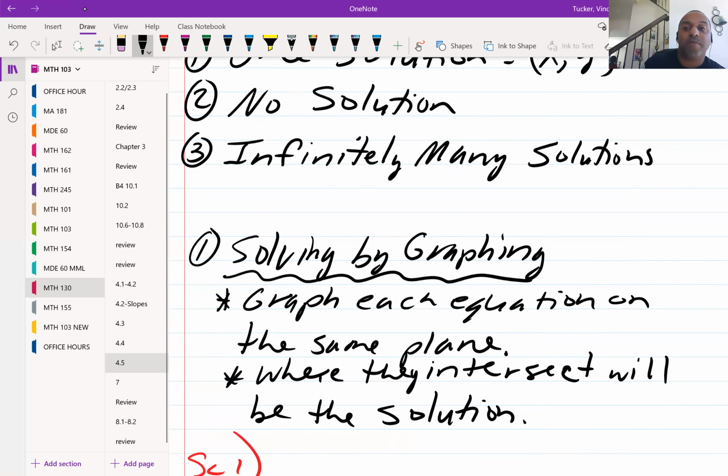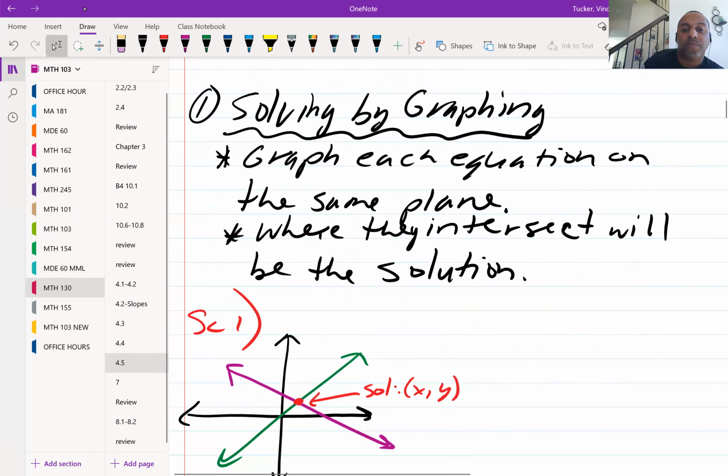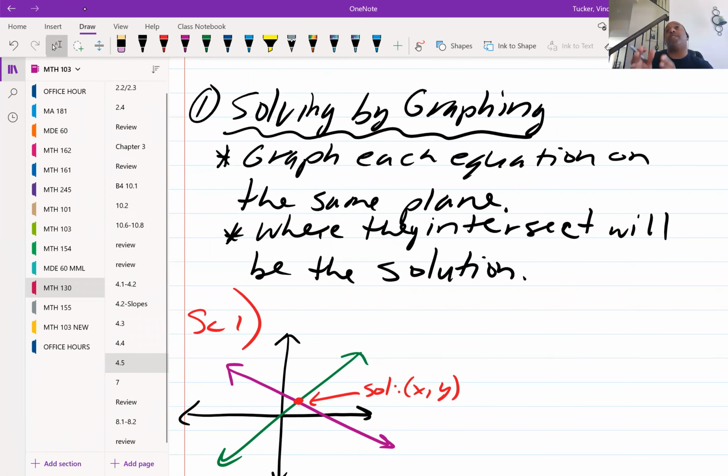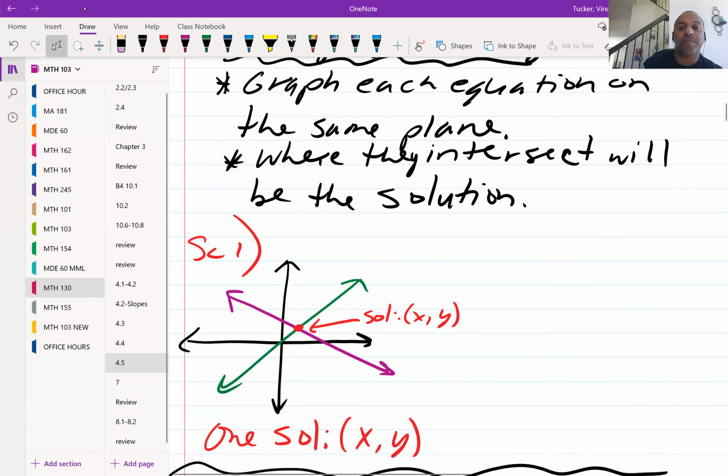All right, can I scroll up? So remember I mentioned that no matter what method you use, there will always be those three scenarios: one solution, no solution, or infinitely many solutions. I'm going to show you generically, before we actually go to graphing, how it will look for each one of those three scenarios if you use the method of graphing.